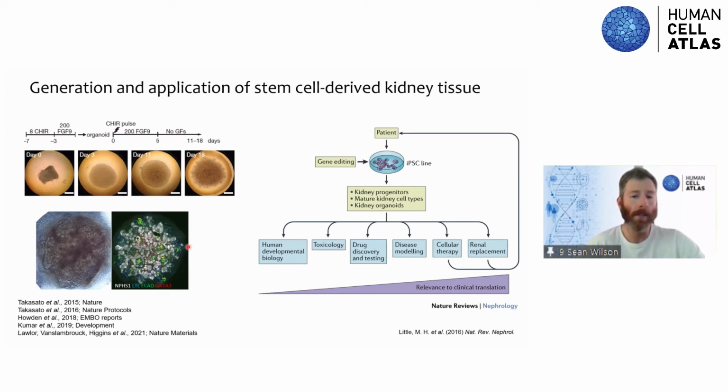And we use this model system to research various themes of human developmental biology, toxicology and drug screening and discovery, and disease modeling. But what we hope is that kidney organoids will be able to be utilized optimally in personalized medicine for things such as cellular therapy and renal replacement. But for this dream to be realized, we have to have a really solid understanding of the cell types and structures that we generate within kidney organoids.